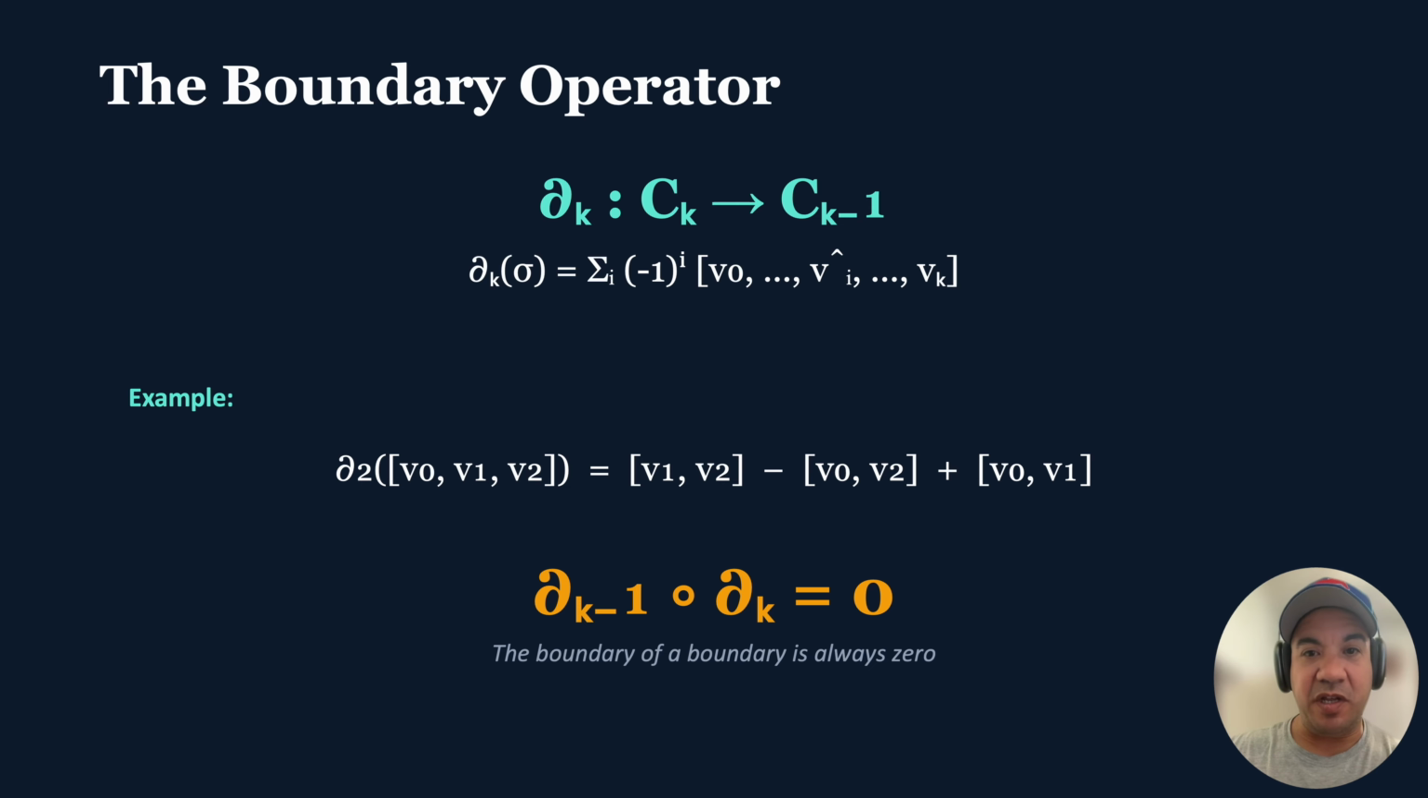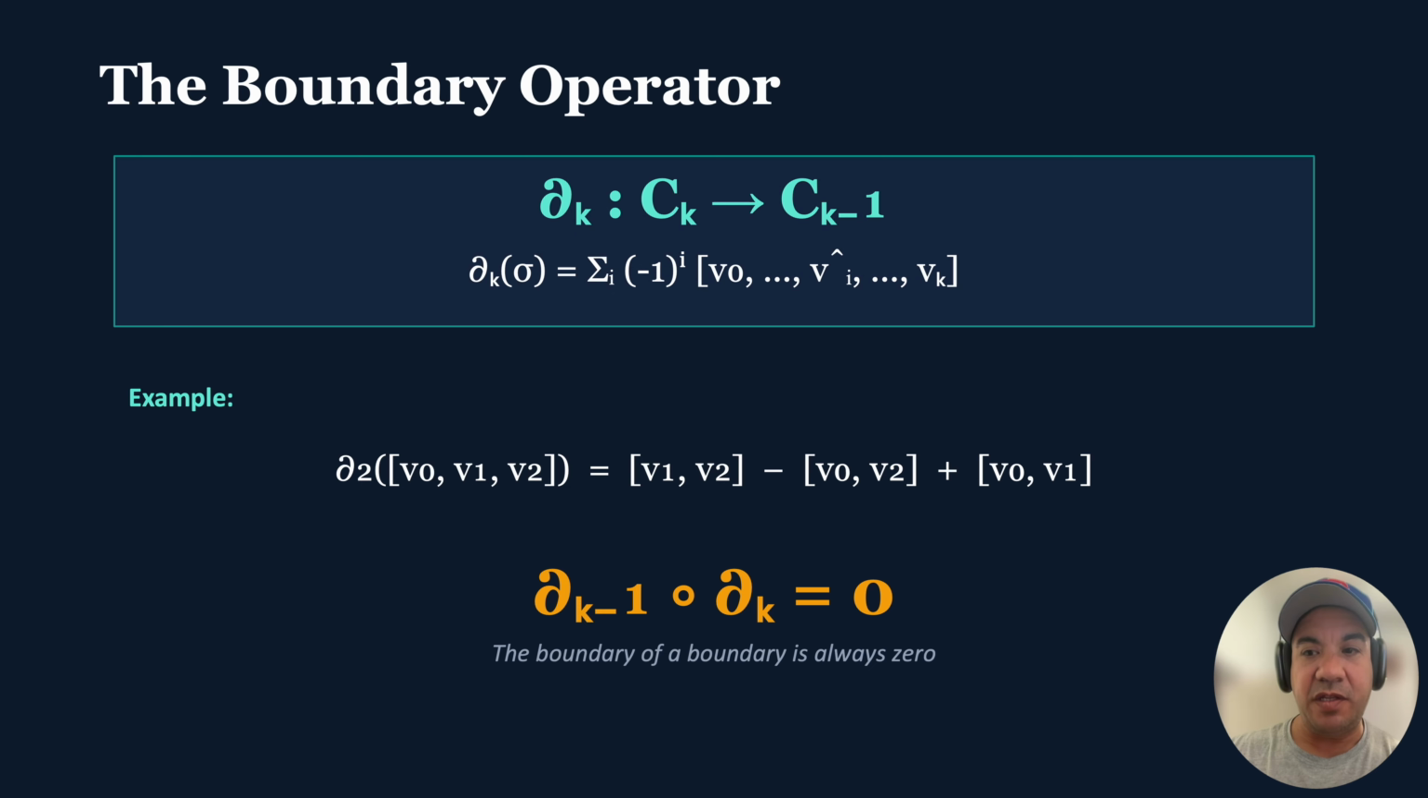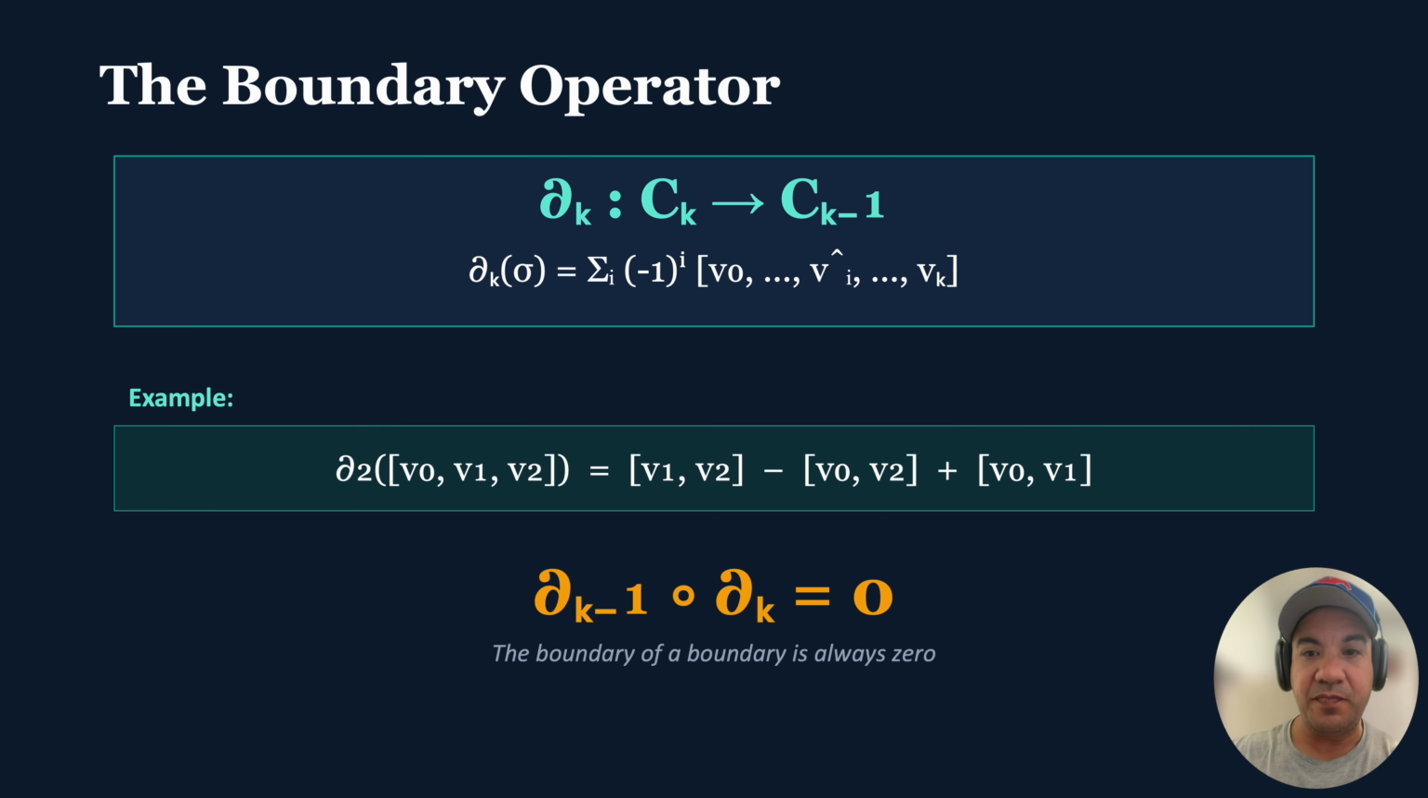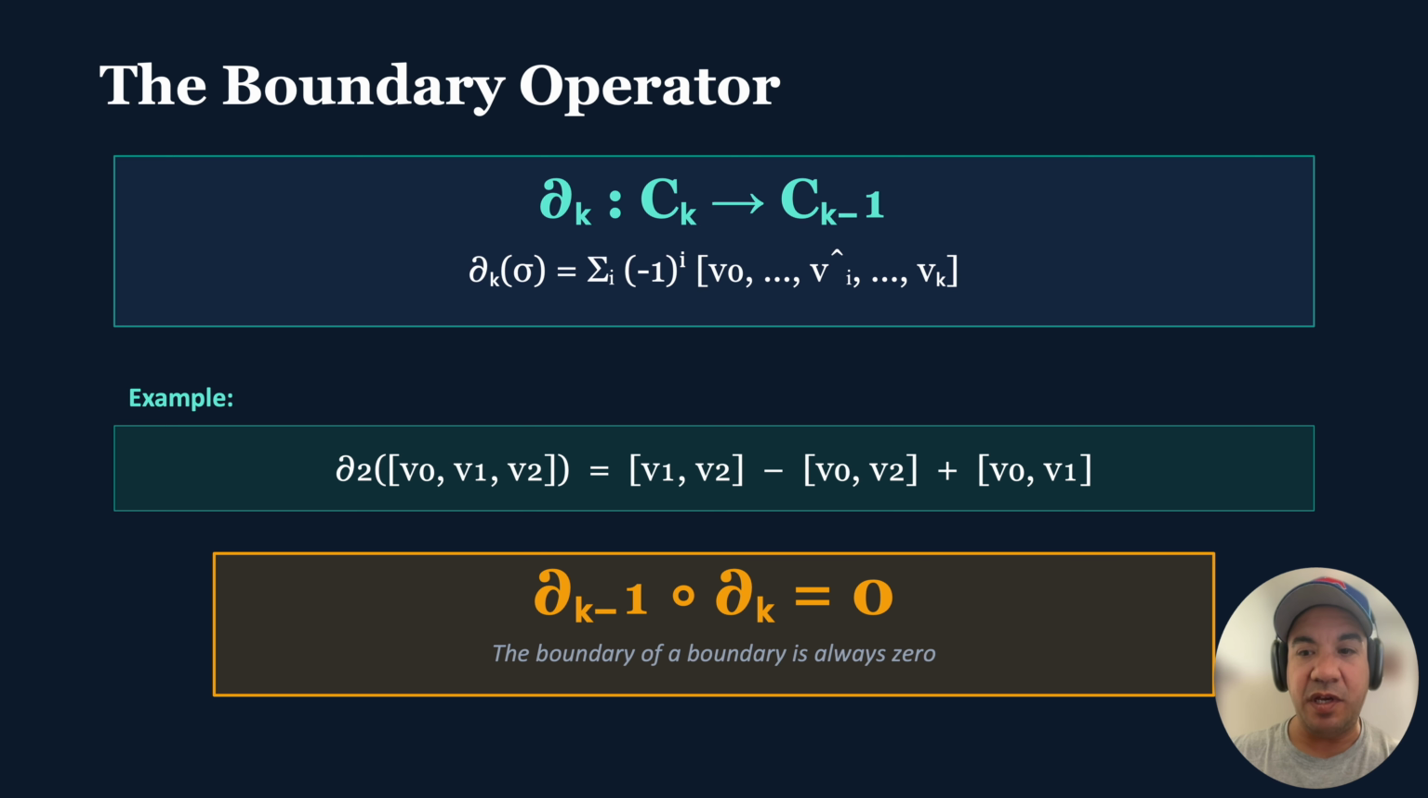So, to detect topological features algebraically, we define the boundary operator, partial k. The boundary operator is a linear map from k-chains to k minus 1 chains. It's defined on a k-simplex sigma equals the ordered set v0 through vk by partial k of sigma equals the sum over i of negative 1 to the i times the simplex with vi removed. The hat means omit that vertex.